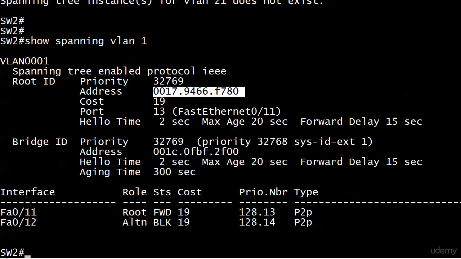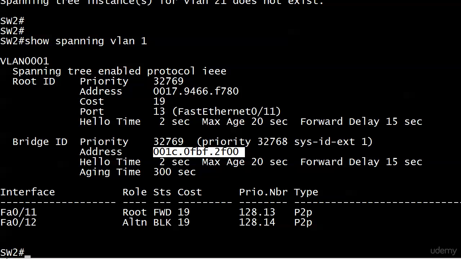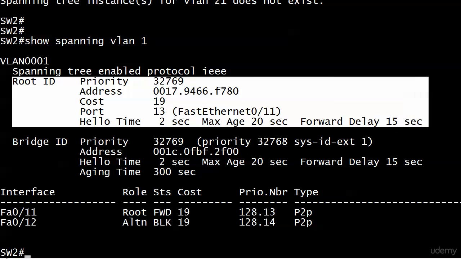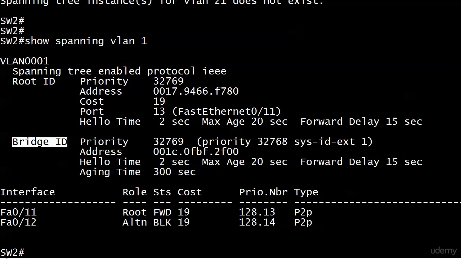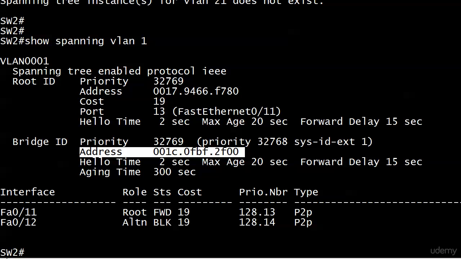So what about this address? Here's a MAC address under root ID, and here's a different one under bridge ID, which means we are not on the root. And here's why. Again, this information next to root ID, this all has to do with values on the root bridge. And we know we're not on it because the MAC address of the root bridge is 0017, etc. And the MAC address of the local switch, that's what we find under bridge ID, and that is 001C, etc. So we're good to go there. We know again that we are not on the root.